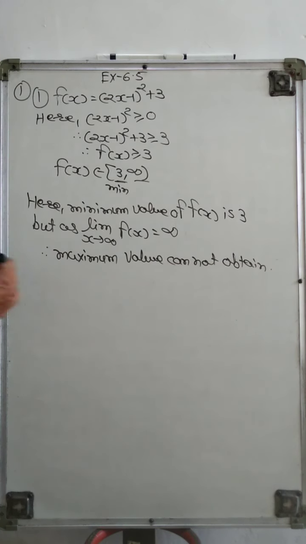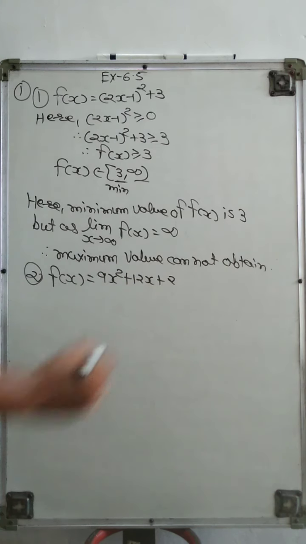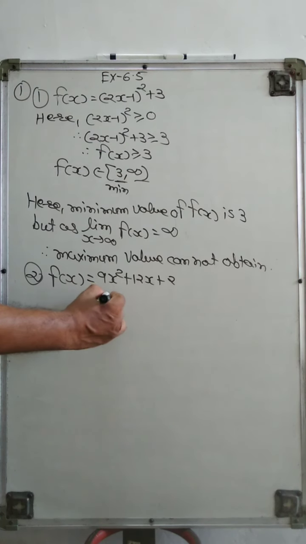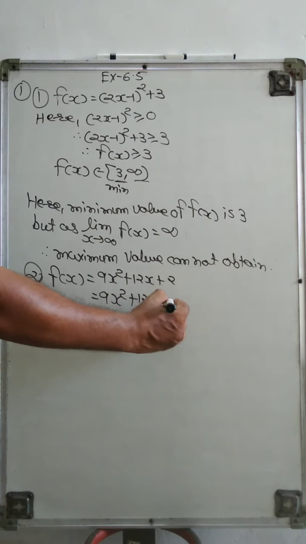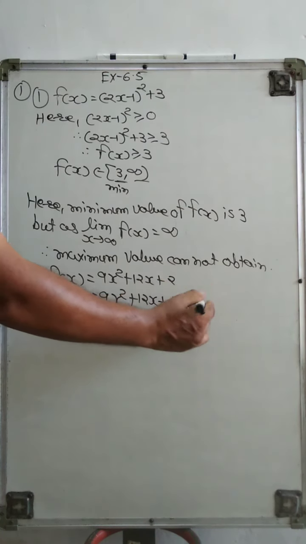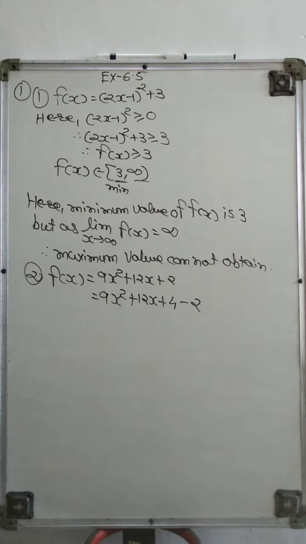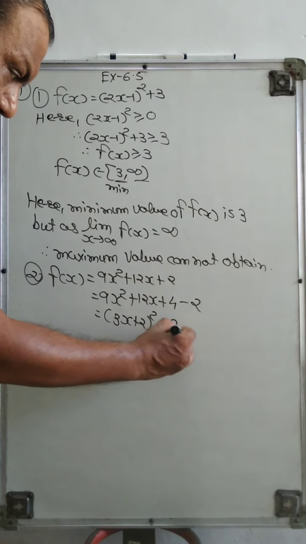The second sum is just like this. Here f(x) equal to 9x square plus 12x plus 2, right? So here we take the perfect square trinomial, then it is 9x square plus 12x plus 4 minus 4 plus 2, that is plus 4 minus 2. So this is a perfect square trinomial, and from this we can say that this is (3x plus 2) whole square minus 2.